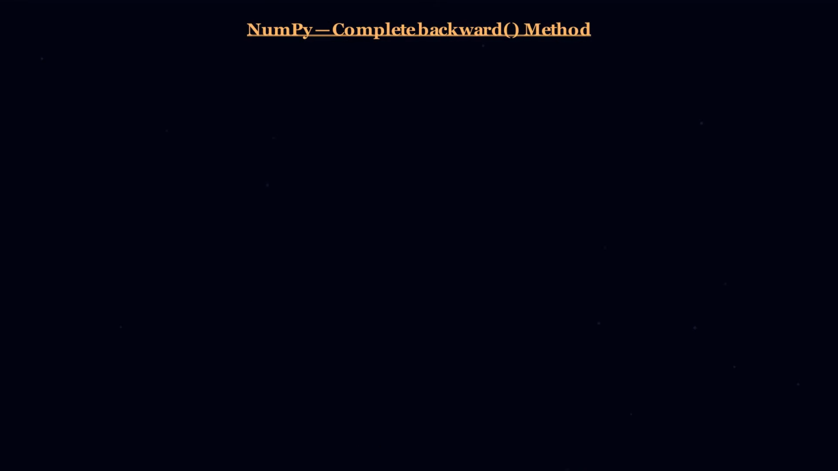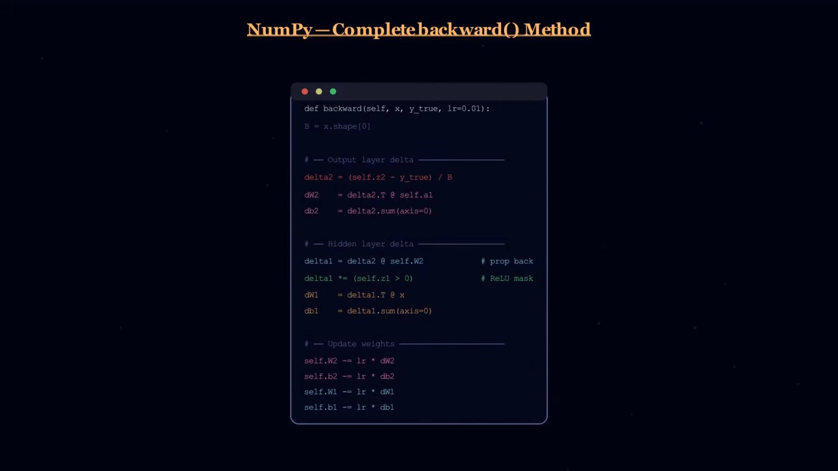Now the code. Adding the backward method to our MLP class from episode 9. The backward method takes y true, the target labels. Step 1. Output delta. Delta 2 equals Z2 minus y true, divided by batch size. Step 2. Weight gradients for layer 2. dW2 equals delta 2 transposed @ A1. dB2 equals sum of delta 2 over axis 0. Step 3.